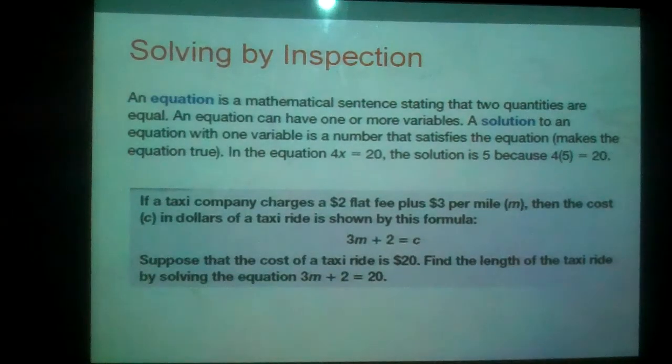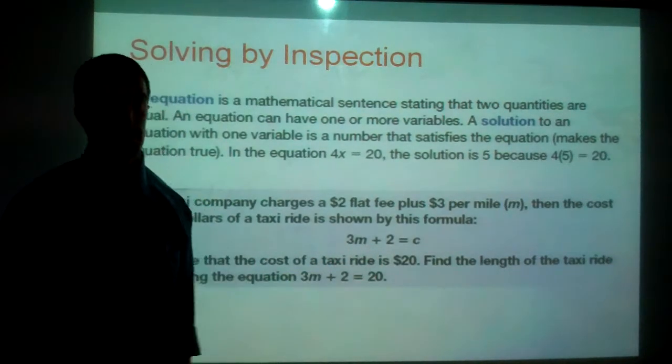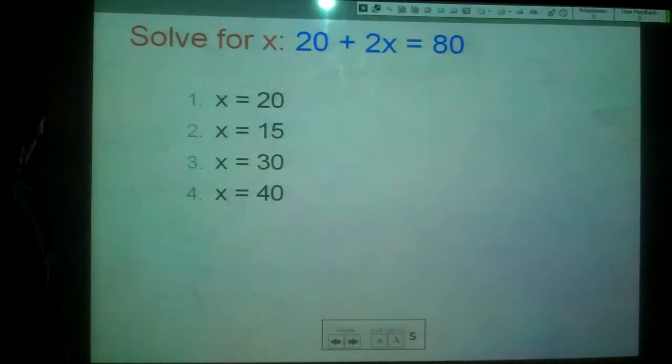Alright, it would be something like this. This is an example in the book. I'm not going to go over it, but if a taxi company charges $2 flat fee plus $3 per mile, then the cost C in dollars of a taxi ride is shown by this formula. So 3 times however many miles you go, but no matter what, as soon as you get in that cab, you've got $2 to pay, and that should give you your total cost. Okay, so this would be an inspection type of problem. So this would also be an inspection type of problem.